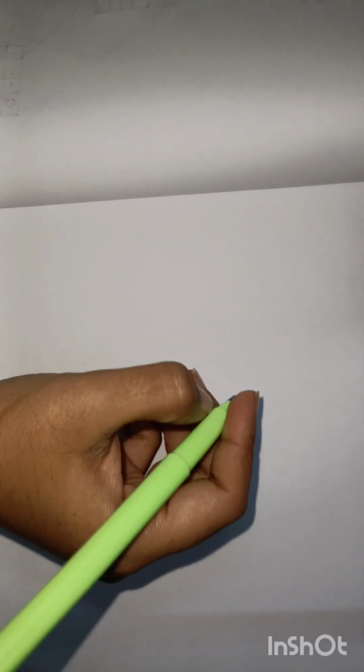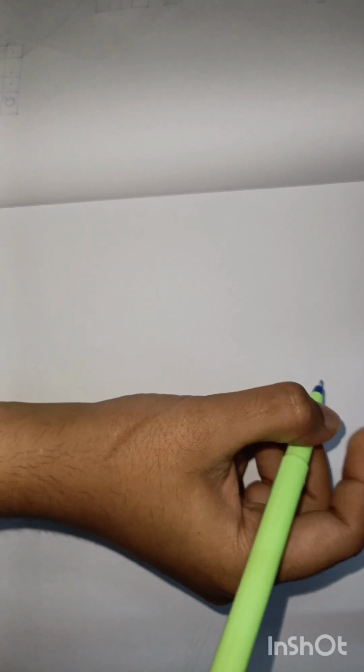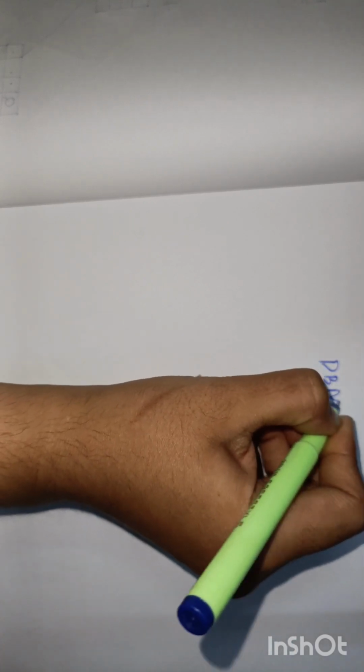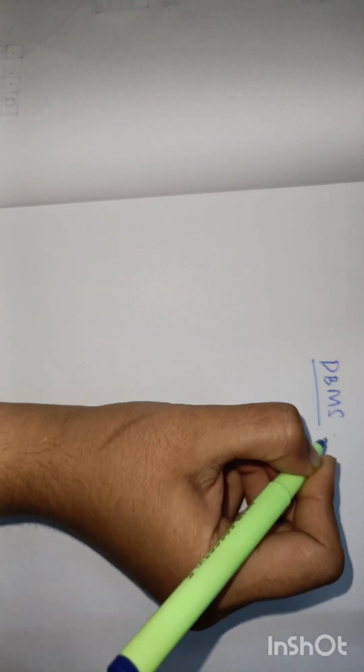Hello everyone. So today let us solve the model question paper for DBMS. So first of all, what is DBMS? Database Management System. DBMS is a subject that deals with the management of the database. A database is an organized collection of data so that it can be easily accessed and managed.